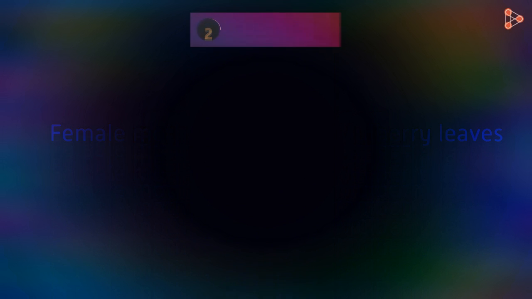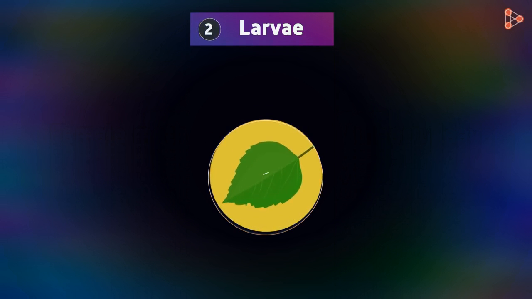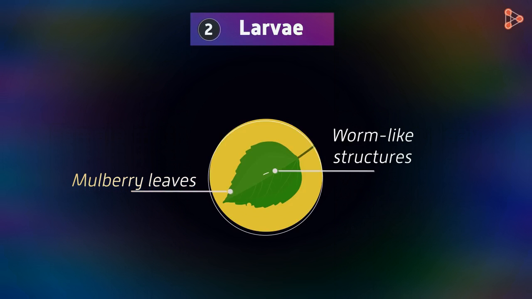The next stage is where the eggs develop into larvae. Larvae are forms that appear somewhat like this. Yes, the worm-like structures. The larvae grow in size by feeding themselves on the mulberry leaves. So the growth in these is gradual.